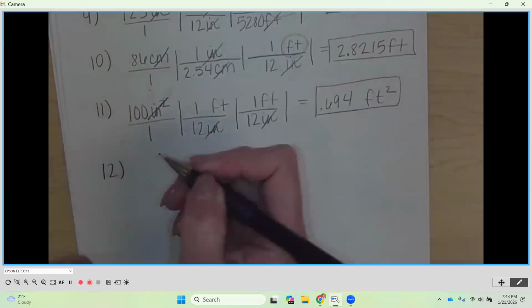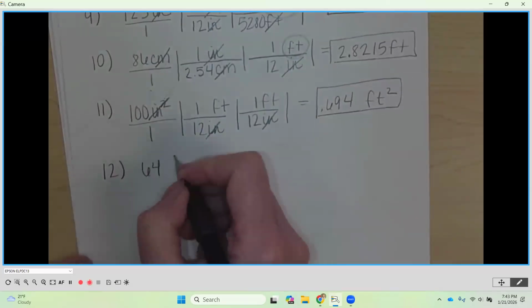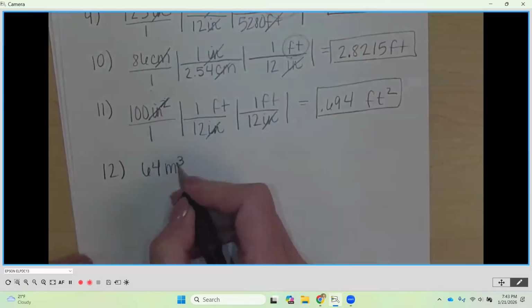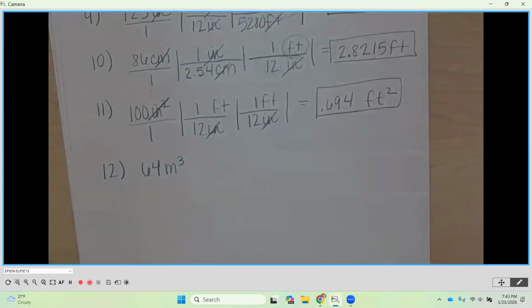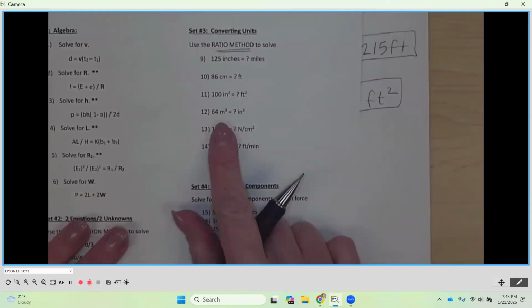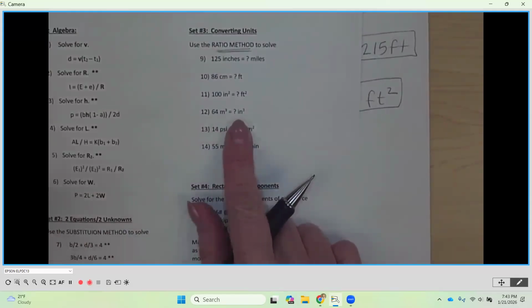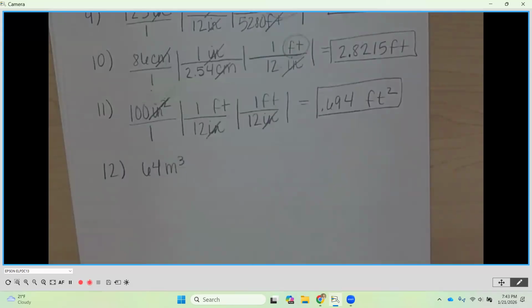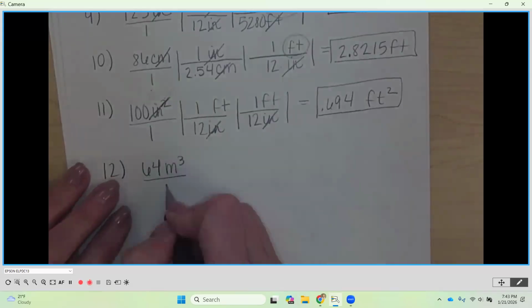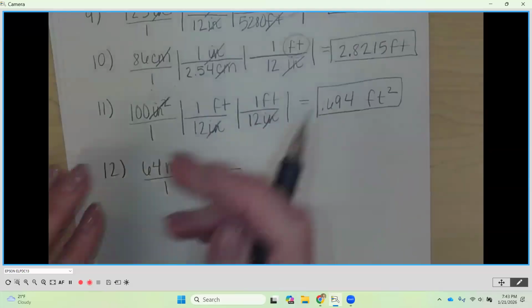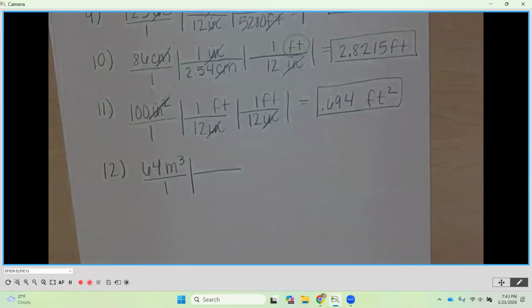Number 12. Number 12 is 64 cubic meters. Okay. And I want to find out how many cubic inches there are. So 64 cubic meters to cubic inches. Okay. I'm going to put this over 1. Now I got to think about it. I don't know how many inches are in a meter, but I do know how many centimeters are in an inch, and I know how many centimeters are in a meter. I can do it that way, right? Okay. So I'm going to go to centimeters first.